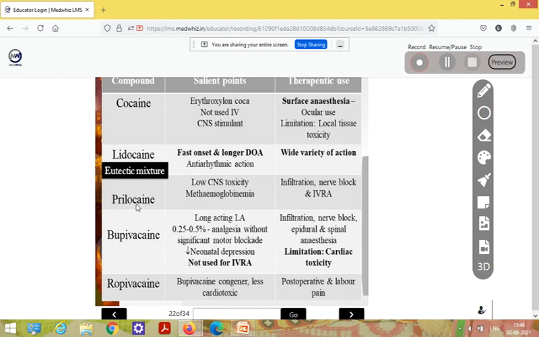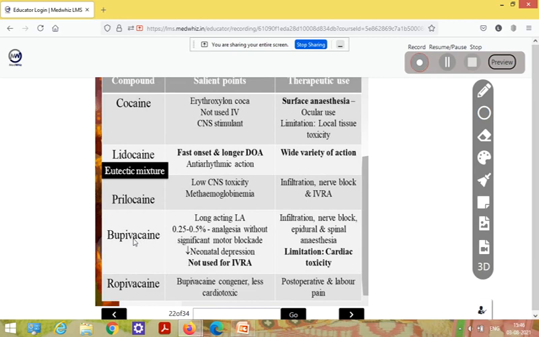Prilocaine is one more drug, which has low CNS toxicity, but one of the complications associated with the use of prilocaine happens to be methemoglobinemia. This is again used for infiltration, an injectable drug. Most importantly, you have to remember the combination of lidocaine with prilocaine is called a eutectic mixture. This comes as a 3-mark question. I'm going to explain in my next slide what a eutectic mixture is. As of now, remember, lidocaine plus prilocaine forms a eutectic mixture.